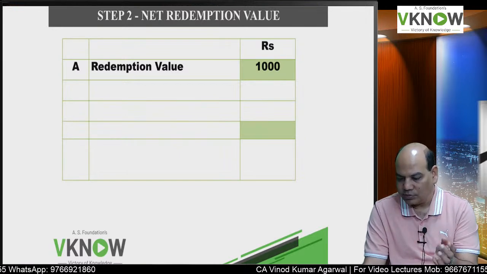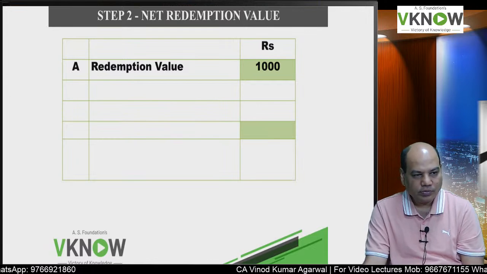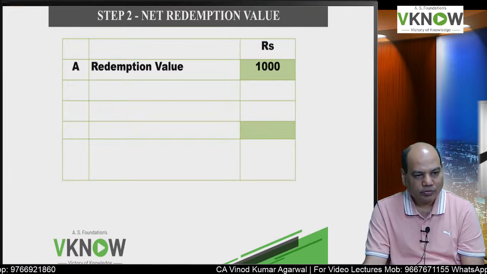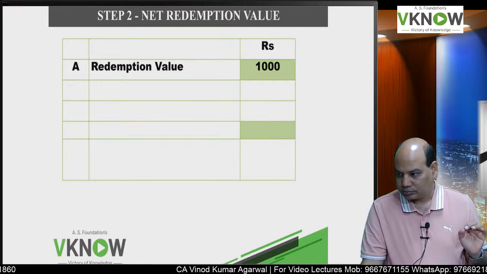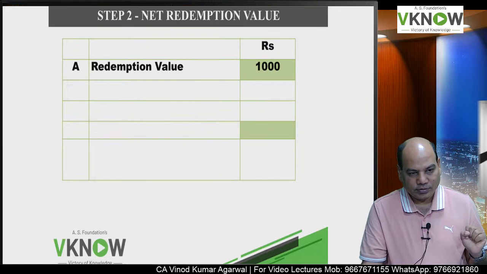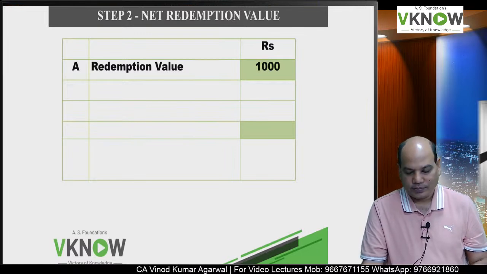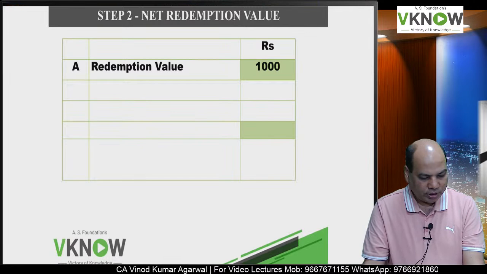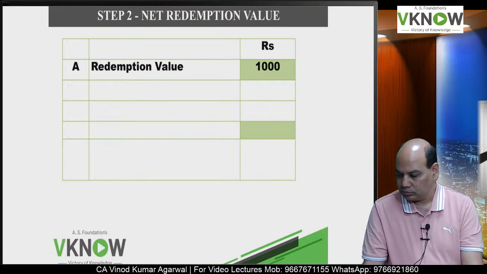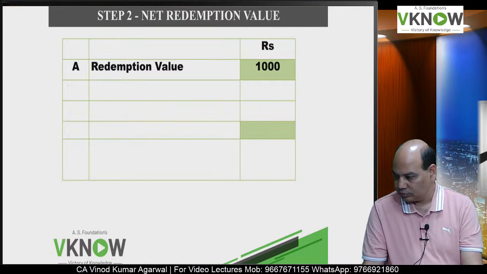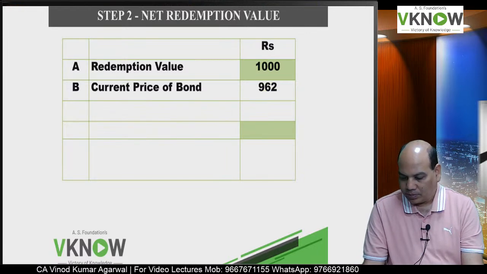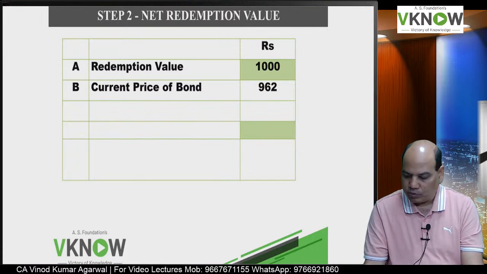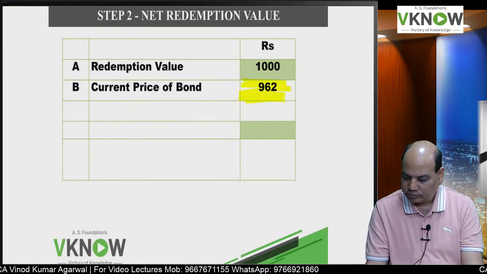This time I'll prepare one more working note, like the previous question, net redemption value. Net redemption value because I have to pay capital gain tax. Right hand side rupees. Point number A, redemption value 1000. Point number B, current price of the bond. You will buy the bond at this price and redeem at this price.